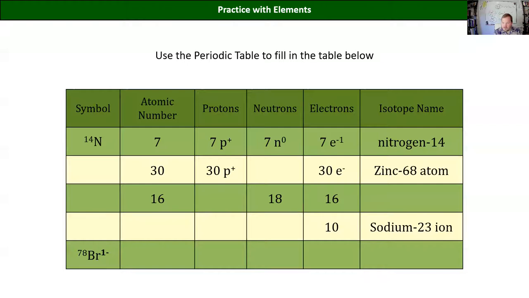If we wanted to fill in the number of neutrons, the mass number is 68, right there. So the neutrons is going to be the mass number minus the protons. So in this case, 38. And last but not least, if we wanted to write the symbol, the symbol for zinc is Zn. And if I want to specify a specific isotope, we put a 68 as a superscript to the left of the symbol.